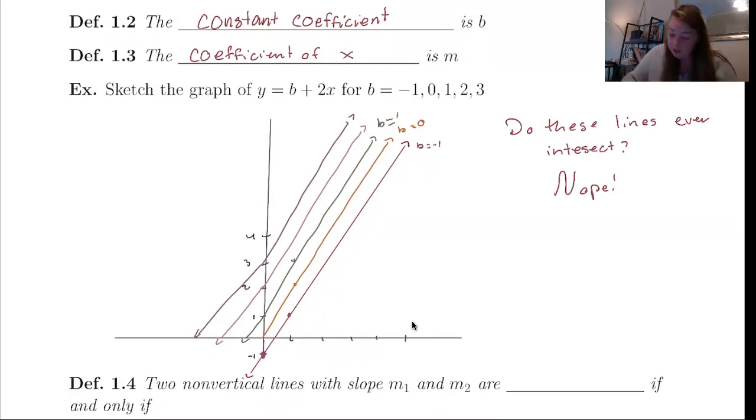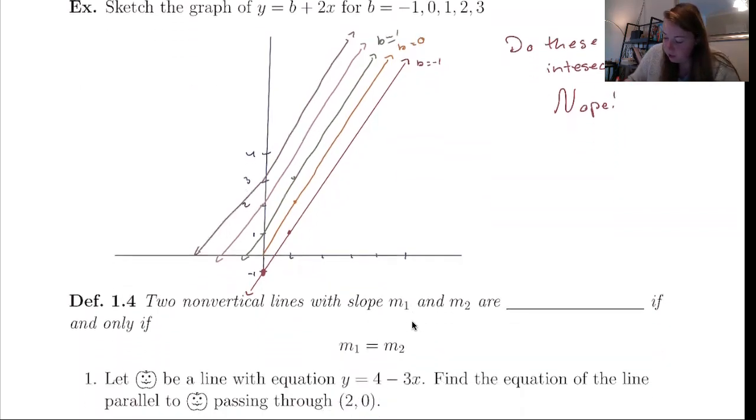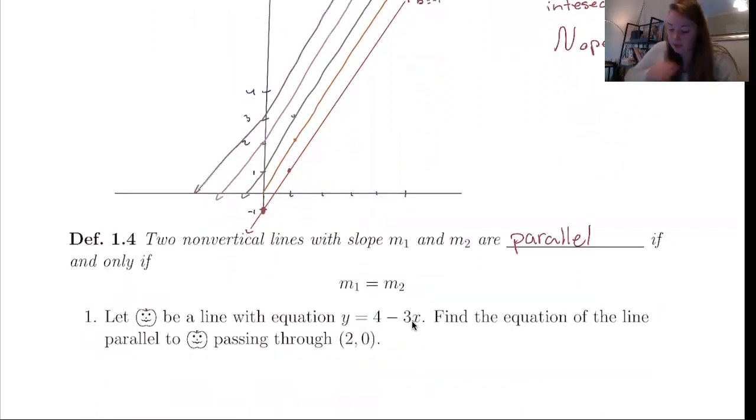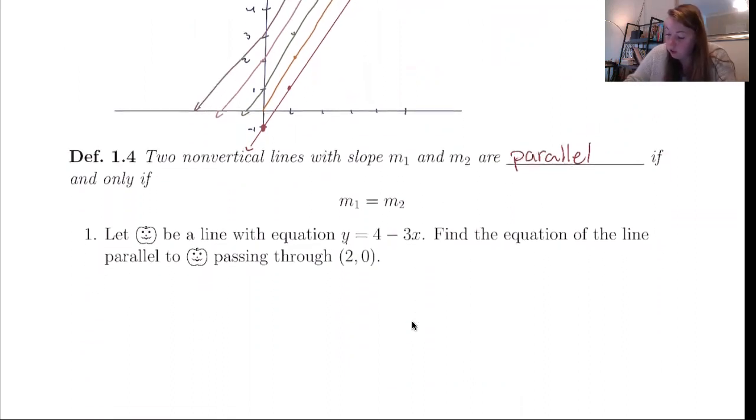All right. So two non-vertical lines with slopes m1 and m2 are called parallel if and only if m1 and m2 are the same. They equal each other. So m1 equals m2, right? Oh yeah, this is where my pumpkins come in. Let pumpkin be a line, so basically there's a line named pumpkin, with the equation y equals 4 minus 3x. Find the equation of the line that is parallel to pumpkin passing through (2, 0).